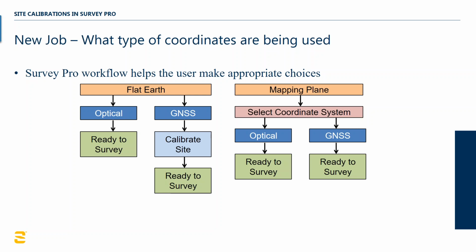Mapping plane, again, we just need to select the coordinate system. You notice here just what Graham just said. I can use a mapping plane coordinate system with the total station, and Survey Pro will manage the scale factor for me. I don't need to additionally go in there and set a scale factor. The state plane coordinates that I provide into the total station will define that scale factor for me.